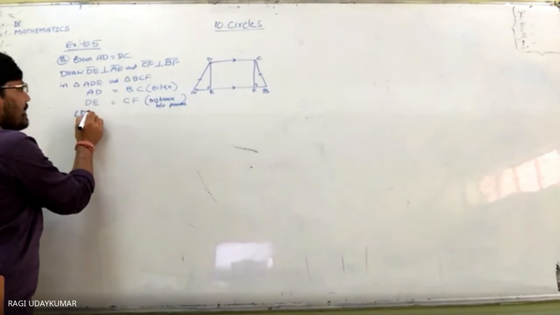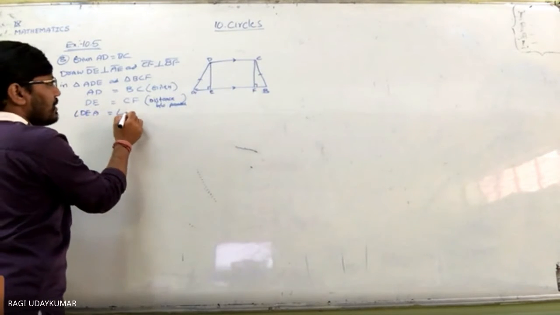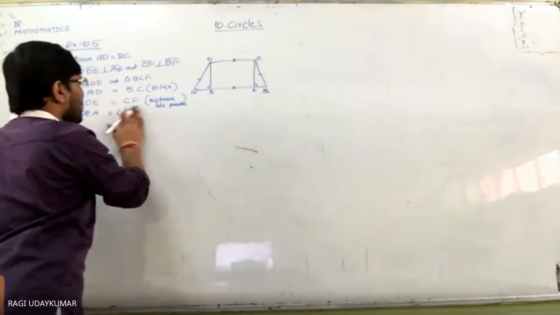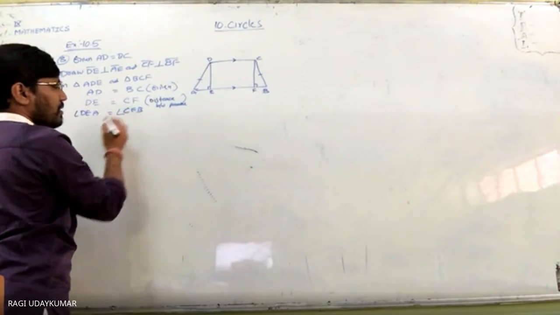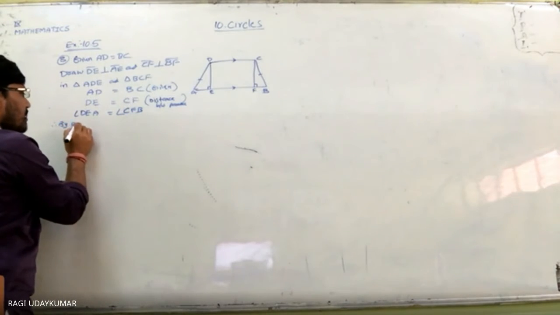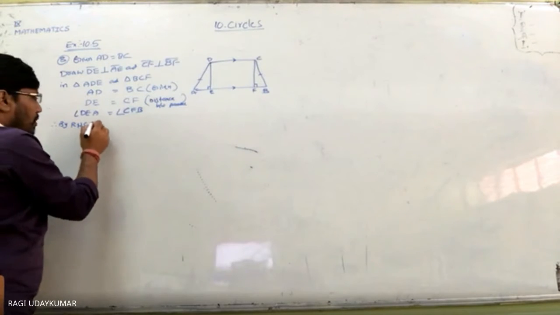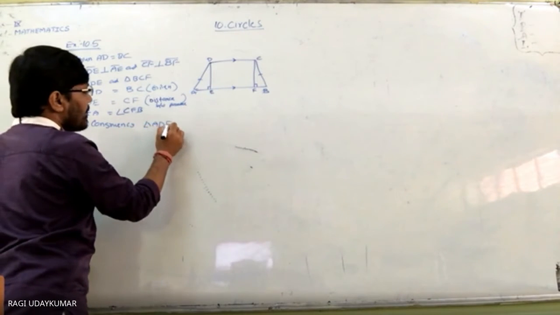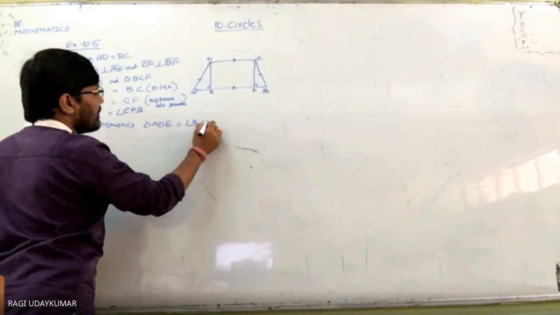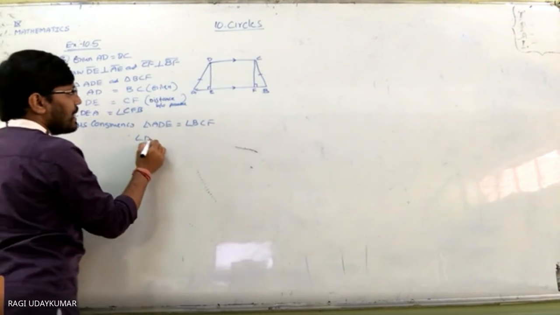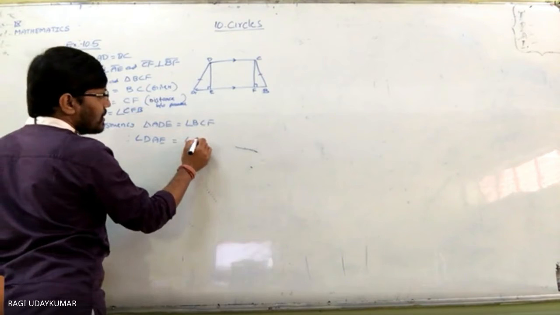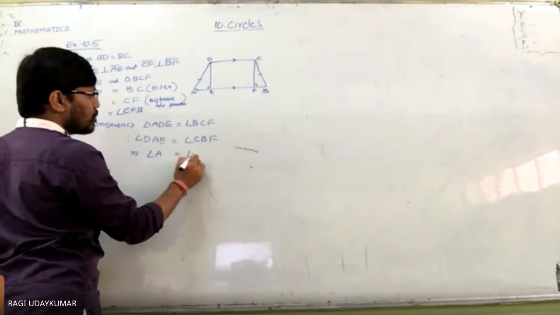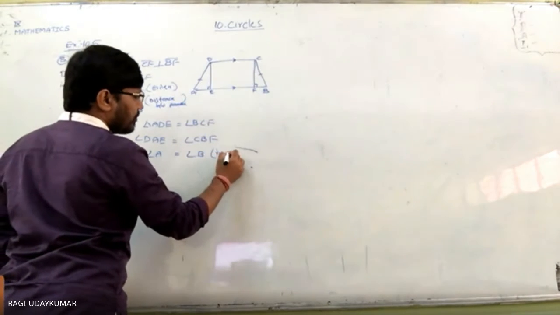Angle DEA is equal to angle CFB. So by RHS congruency, you can say that triangle ADE is congruent to triangle BCF. Therefore, angle DAE is equal to angle CBF. That is nothing but angle A is equal to angle B in the trapezium.